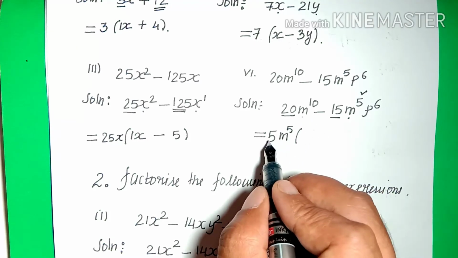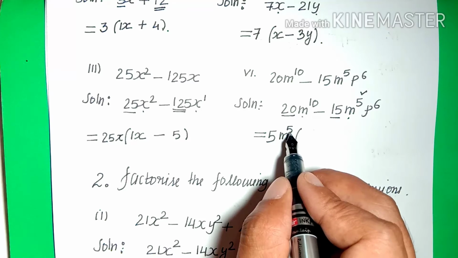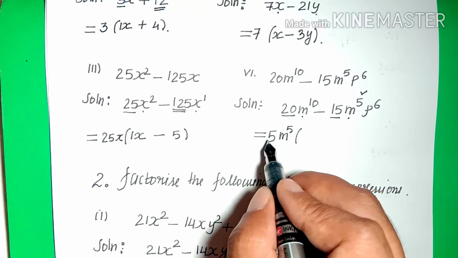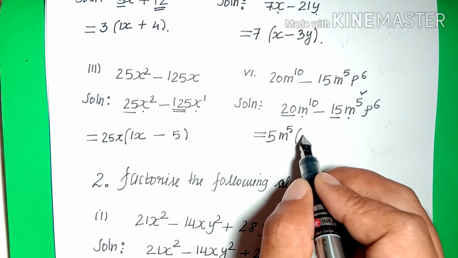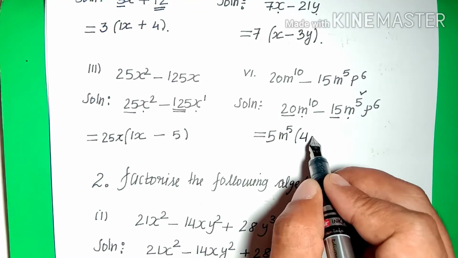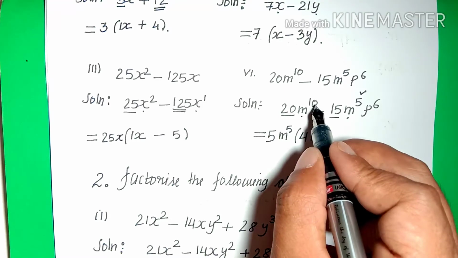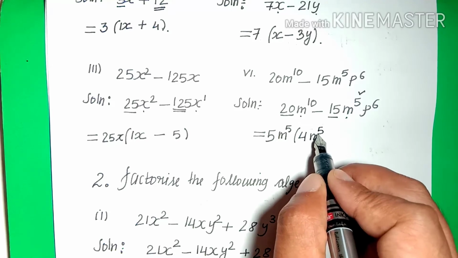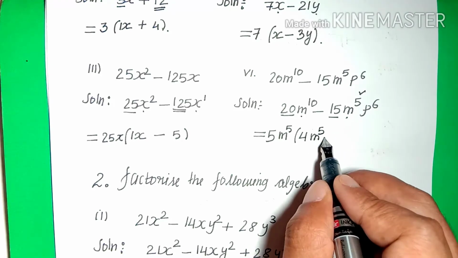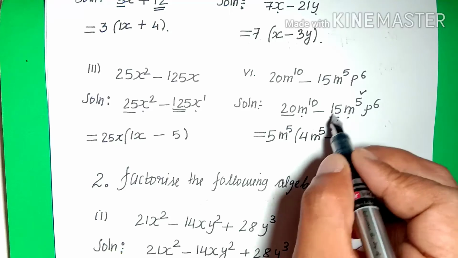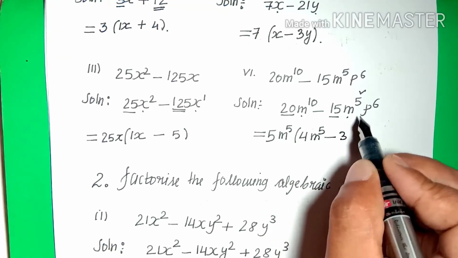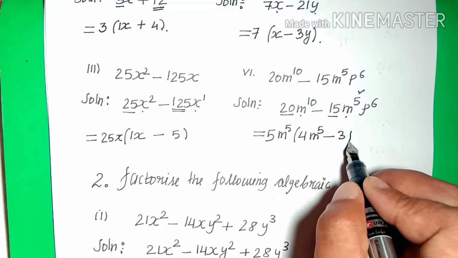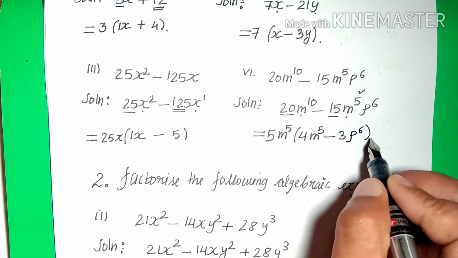So after taking 5m raised to 5, the remaining part of the terms: 5 into how many times is 20? Yes, 5 into 4. Then the variable m: out of 10 we already took 5 outside, so 5 more is left. So m raised to 5 minus, again 5 into how many times? Yes, 3 times. Then m will be 5 minus 5, which is 0. Then we are left with p raised to 6.